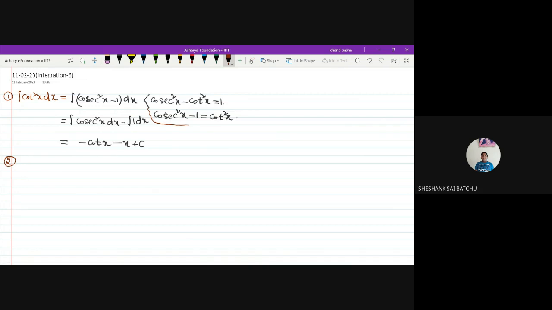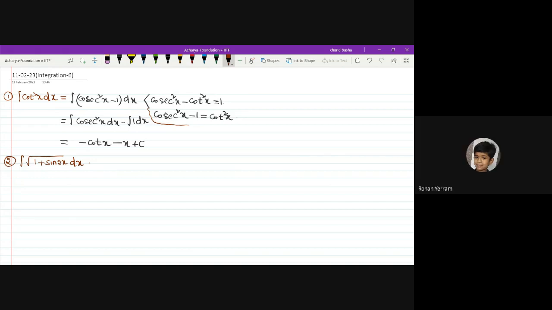Okay, sir. The second question: integral under the root of 1 plus sine 2x. You have to think over it. As I said, the problems which I'm taking have not been discussed so far. I'm taking different questions, guys. We should be careful about how we are doing these questions. Just observe.